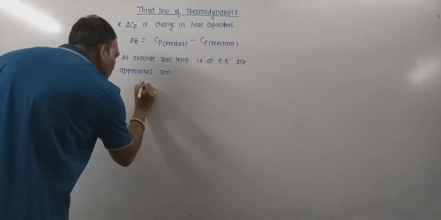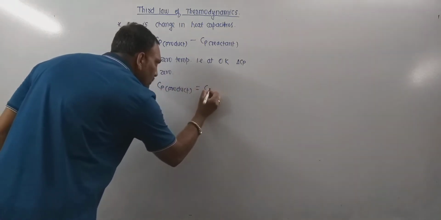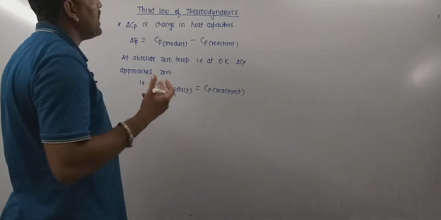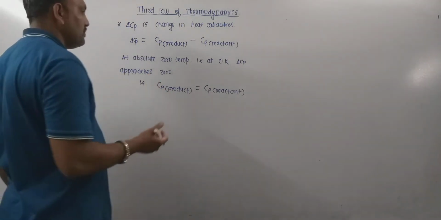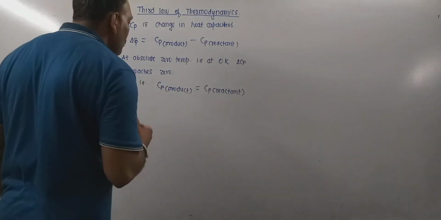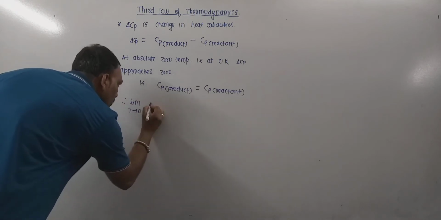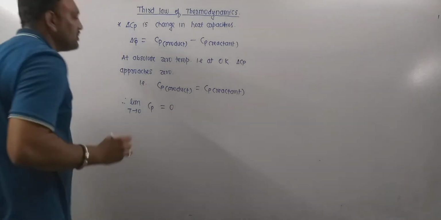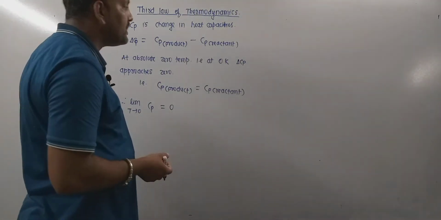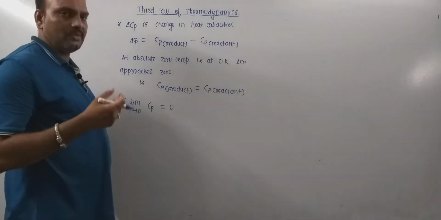So this is a very important thing, that is, Cp of product becomes equal to the Cp of what? Reactant. As Cp of product and Cp of reactant become equal, definitely delta Cp becomes zero. So this can be easily given as limit T tends to 0 of Cp is nothing but 0. I mean as temperature decreases, heat capacity goes on decreasing, and at absolute 0 of temperature it becomes 0.